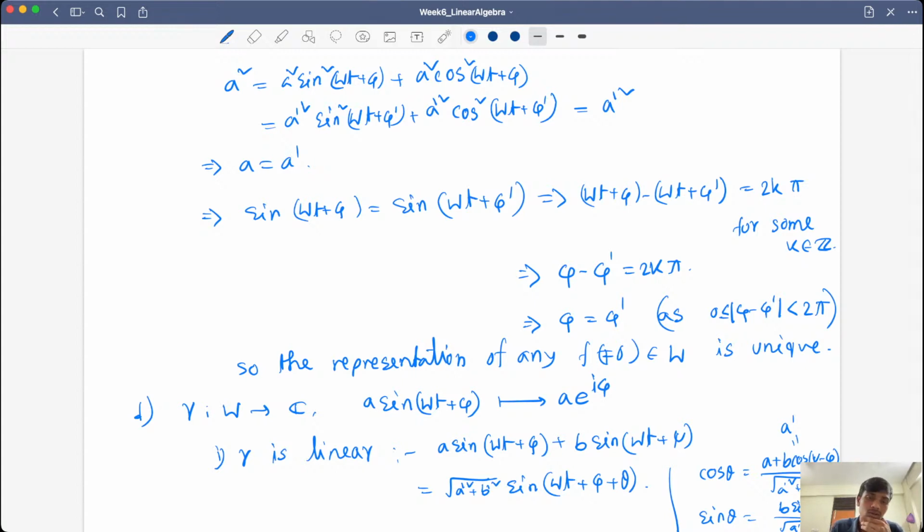Now the easier thing: this is a linear map, and also one-one and onto. To show this is one-one, we need to check that the kernel of this map is 0. But what is the kernel? All those elements which get mapped to 0. If a e power i phi equals 0, that means, since e power i phi is never 0, a must be 0. Once a is 0, the total element a sin omega t plus phi is 0, so the kernel of this gamma is 0, so it is injective.